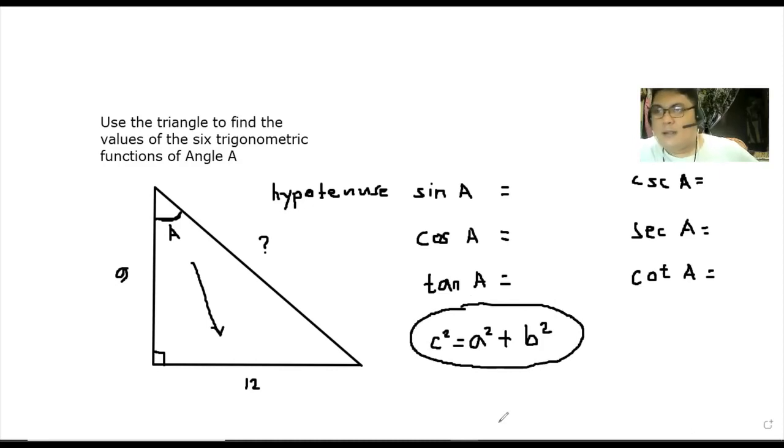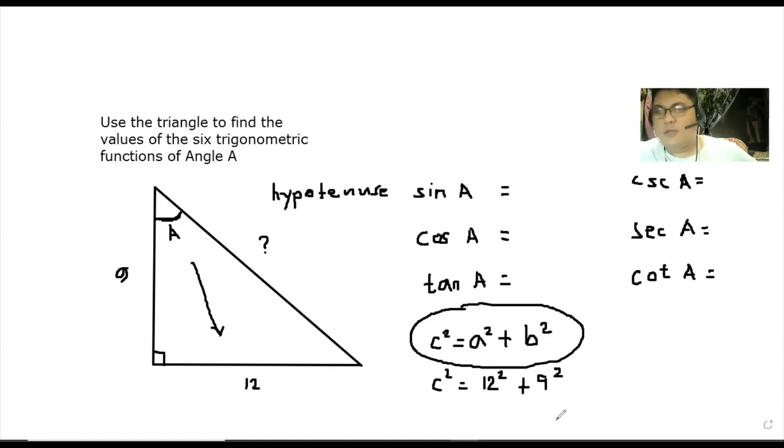Okay? Okay, so let's solve for C. So you have C square equals, of course, what is our A? So basically, since this is angle A, so ito yung small a natin, 12. So you have 12 squared plus, of course, so basically, ito naman yung ating B. Probably, no? Ito ang B. Okay, 9 square.